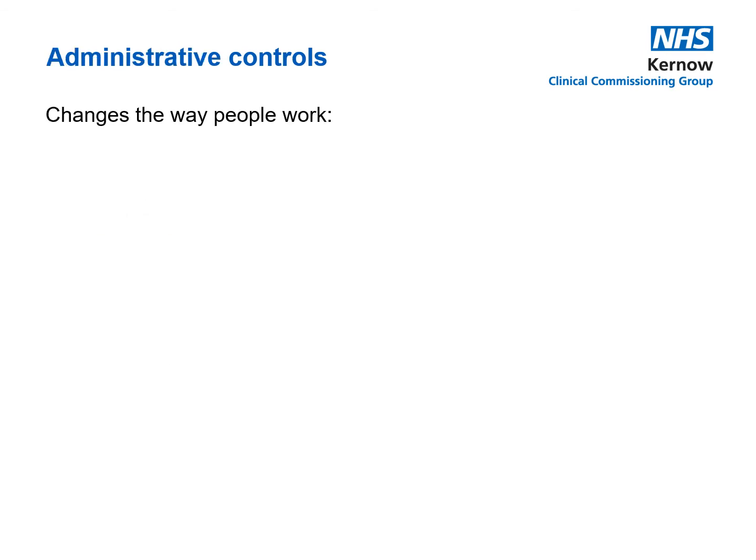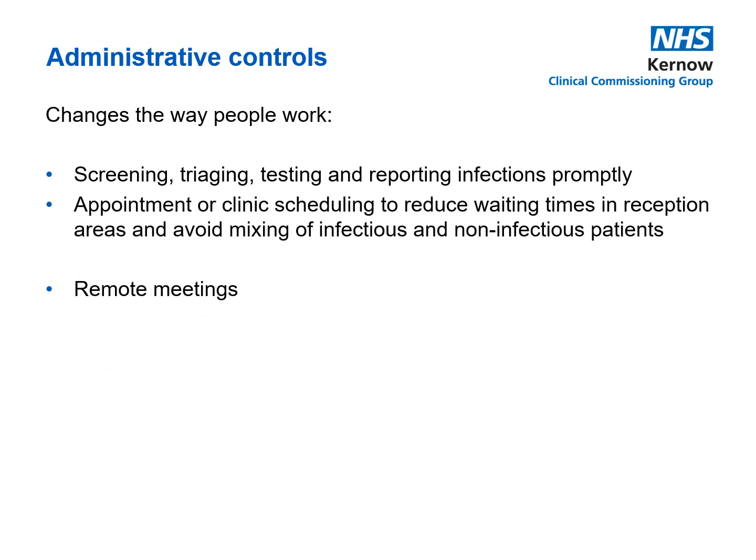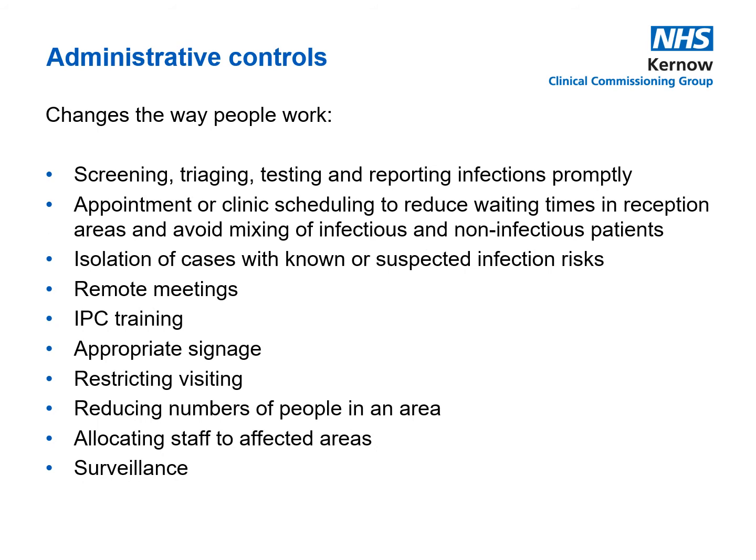Examples of administrative controls, so changing the way people work, remote meetings, screening, triaging, testing, reporting infections promptly, appointment or clinic scheduling to reduce waiting times in reception areas and avoid mixing of infectious and non-infectious patients, isolation of cases with known or suspected infection risks, infection control training, appropriate signage, restricting visiting, reducing numbers of people in an area, allocating staff to affected areas, and surveillance of infections.